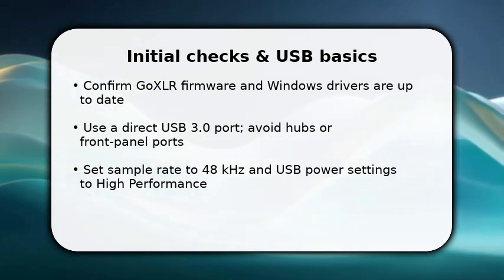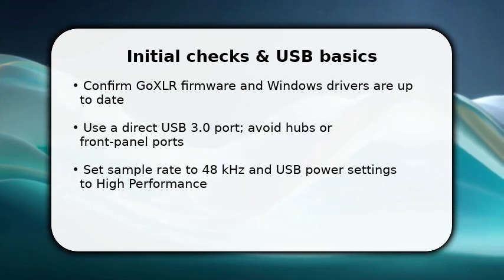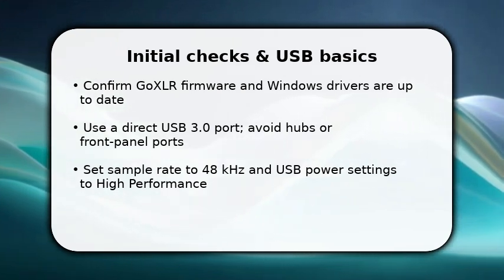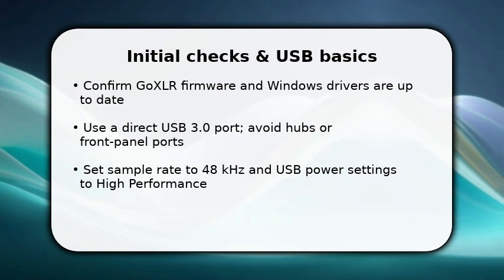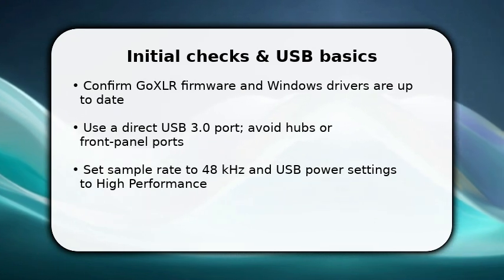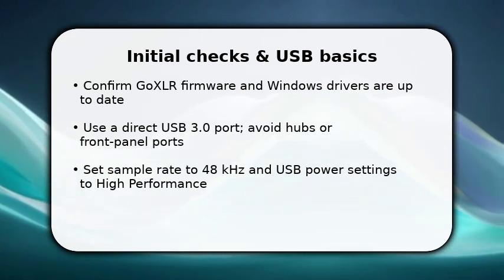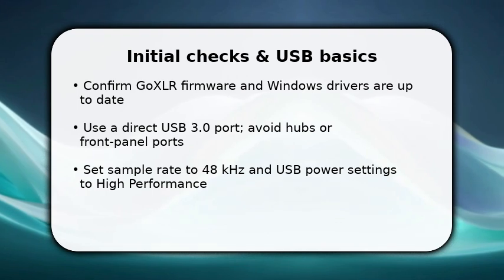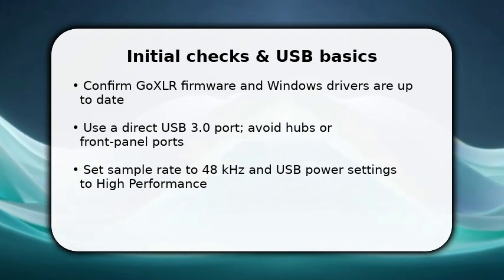Next, set Windows power plan to high performance and lock the device sample rate at 48 kHz in both Windows sound settings and GoXLR app. That alignment removes common rate mismatch artifacts and dropouts, so perform these steps before changing any routing or effects.